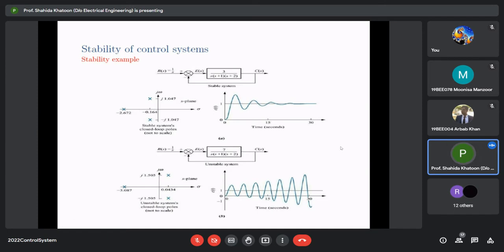I want you to note down this diagram and this example for better understanding.